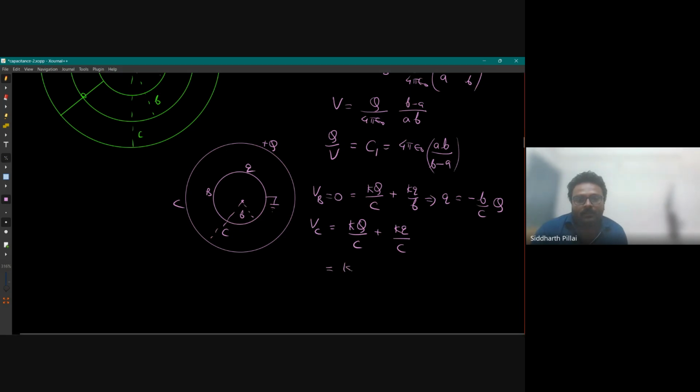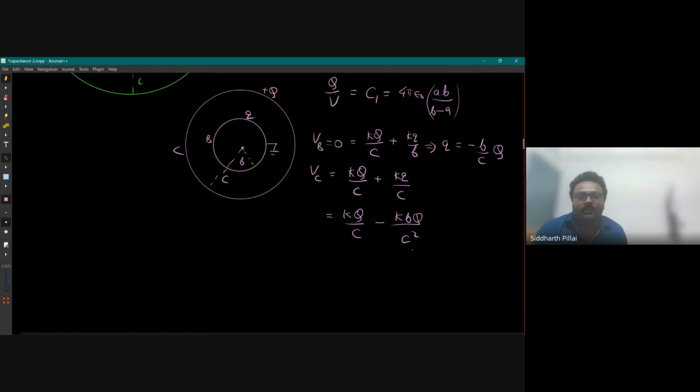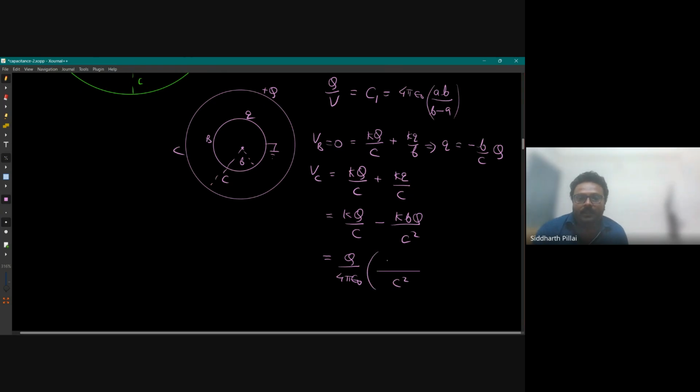What will I get? KQ by C minus KBQ, capital Q, by C square. Correct? I can write K as 1 by 4 pi epsilon naught, take Q common, and I'll take the common denominator C square. What will I get? C minus B. Correct? VC minus VB would be just VC. So that I'll take as the potential difference V. If I rearrange it, what will I get?